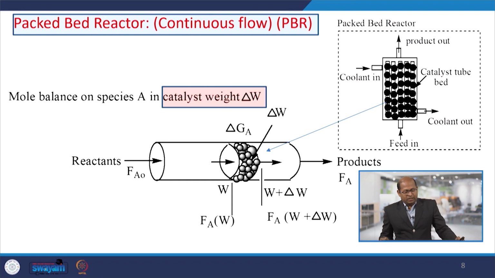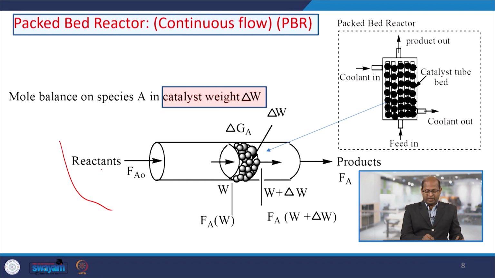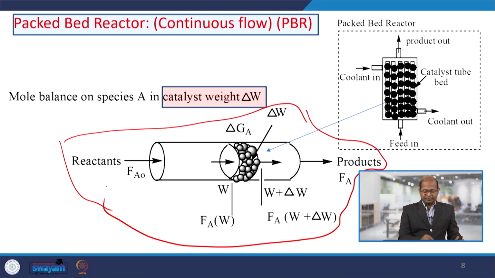Similarly, here we have shown just a schematic diagram of this type of reactor. This is the catalyst bed, and we are considering a small element, which is the delta W that we have expressed here.